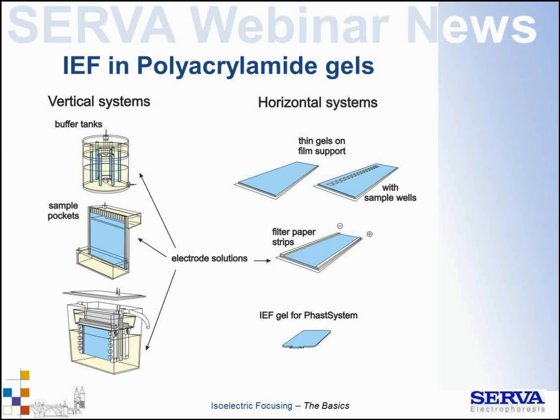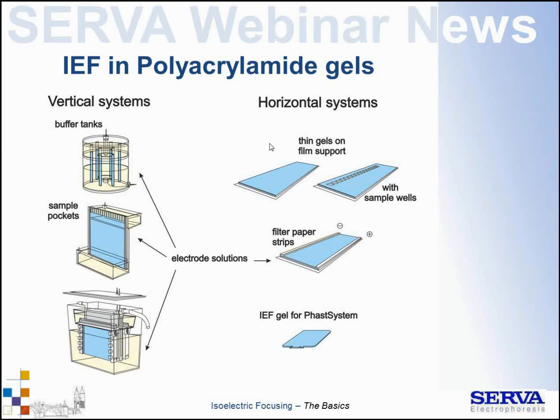Soon people also started to use vertical slab gels with upper buffer, lower buffer. Here, sample wells, run them from top to the bottom, in a system with a little bit better cooling than this one. The electrode solutions used here were mainly used as a buffer sink, as a temperature sink, and to avoid that the Carrier Ampholytes move out of the gel.